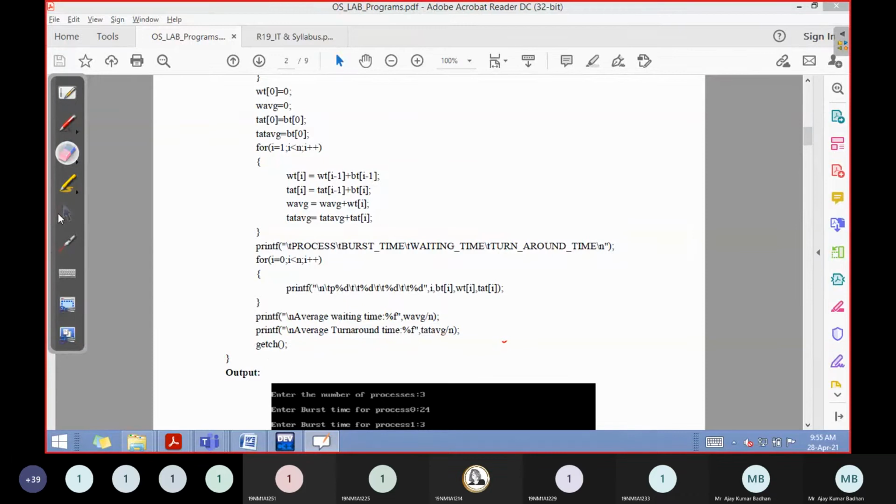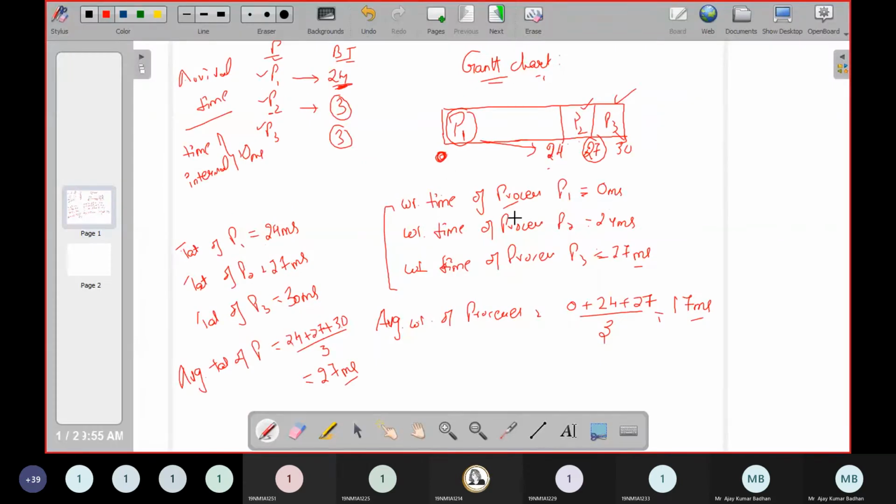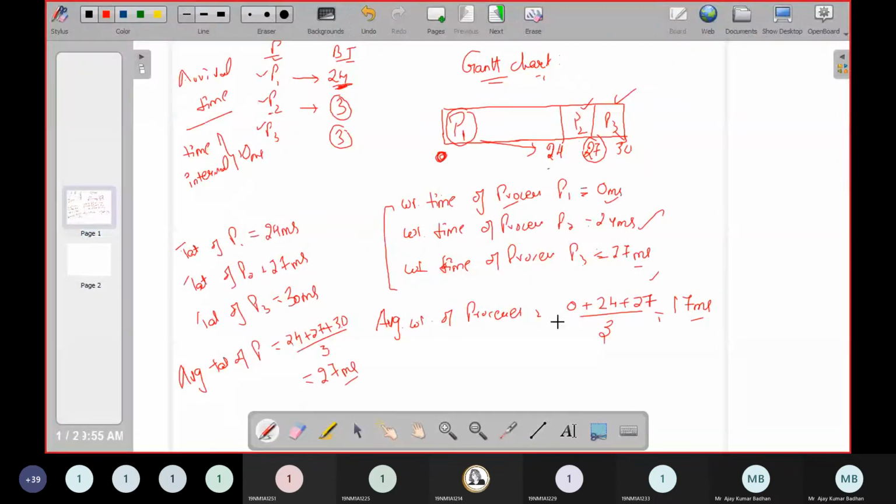It's very easy. You can see here, enter the number of processes: 3. I'm giving 3 processes here. The burst times are 24, 3 and 3. I'm printing the processes P0, P1, P2. Now what is the waiting time we have got? 0, 24, 27. You can cross verify it. So we got the waiting time as 0, 24, 27, so the output is correct. And what turnaround time did we get? 24, 27, 30.